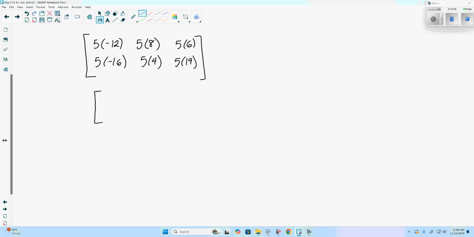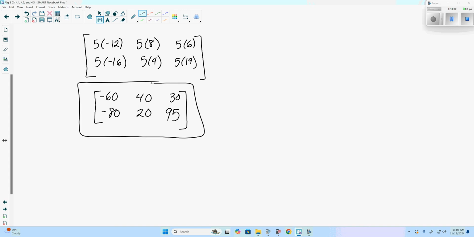Now, the last thing we need to do is just do this multiplication. So we'll do 5 times -12, which is -60. 5 times 8 is 40. 5 times 6 is 30. 5 times -16 is -80. 5 times 4 is 20, and 5 times 5 is 25. That's it, because when we multiply by a scalar, we're just multiplying everything in that matrix by said scalar.